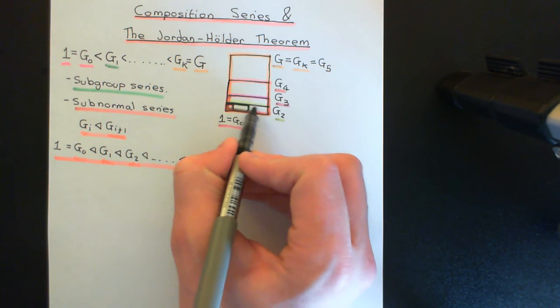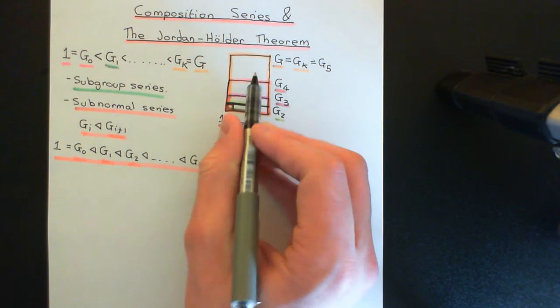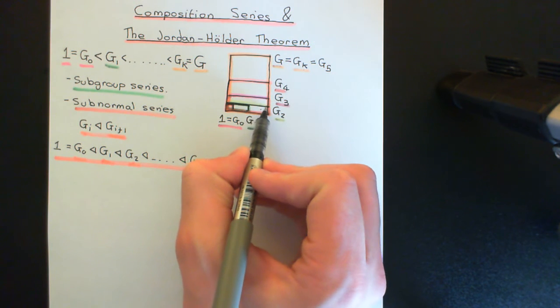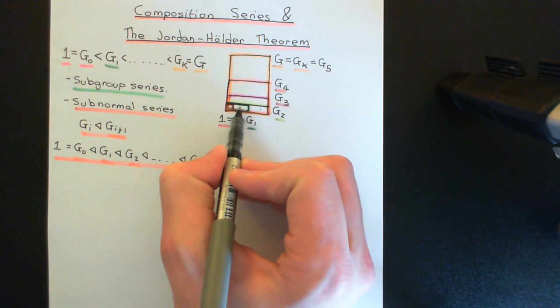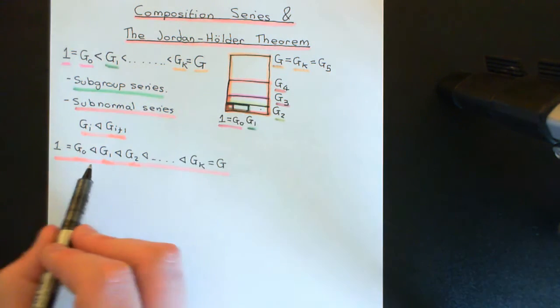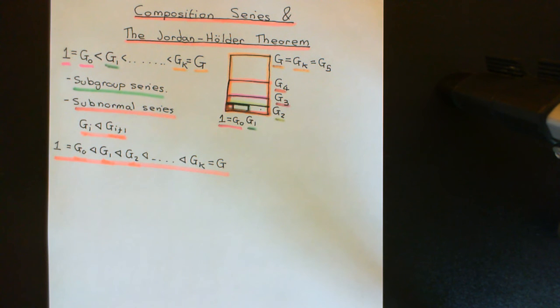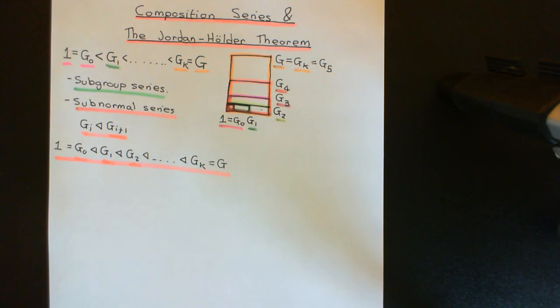G1 will have to be a normal subgroup of G2, but that doesn't necessarily mean it's a normal subgroup of the entire group, capital G. It means that if you conjugate it by anything in G2, it'll remain fixed. So don't think that all of these subgroups in a subnormal series have to be normal in the group capital G. They have to be normal in the one above them in the subgroup series, which is a weaker condition than being normal in the entire group.